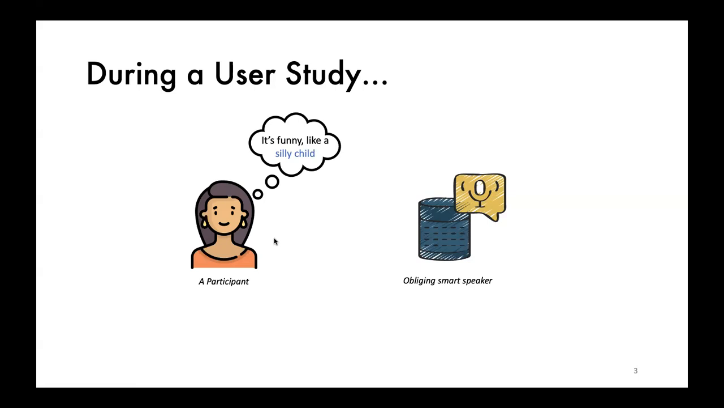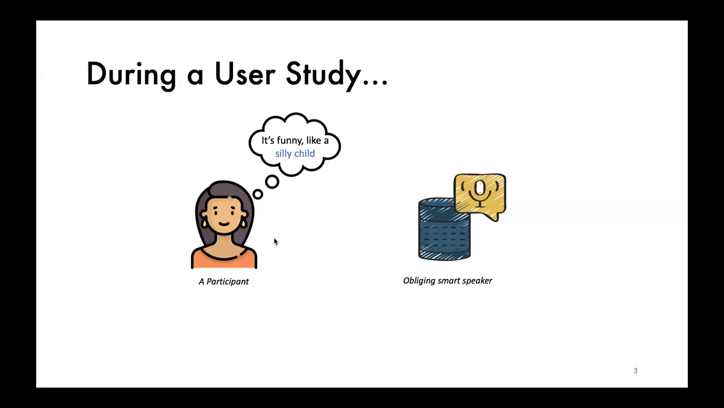I was in the room while this interaction was going on, and I was getting frustrated with how Alexa was responding. I thought that the participant might be getting frustrated as well. However, this is when the strange thing happened. The participant started laughing and said, "It's funny. It's like talking to a silly child." This was really interesting because their mental model of Alexa was that of a silly child.